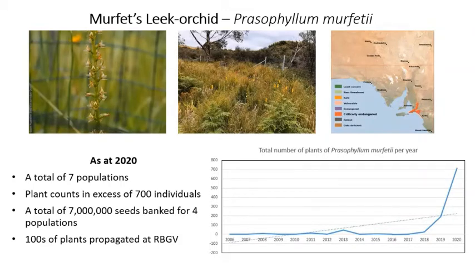populations. We've also since banked 7 million seeds from 4 populations, and hundreds of plants are being propagated for translocation at the Royal Botanic Gardens Victoria by Mark Freestone and Nushka Reiter. With some site management at a couple of new sites in 2020, along with some favourable seasonal conditions, we're anticipating our plant counts will be in excess of 1,000 plants in 2021.